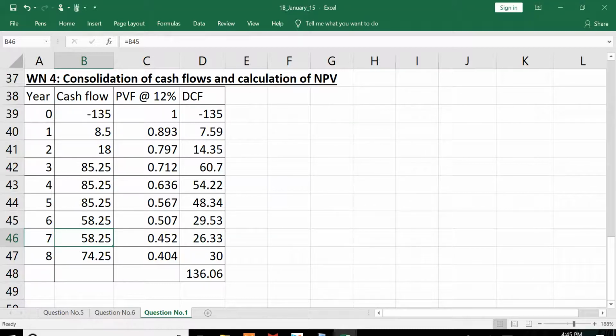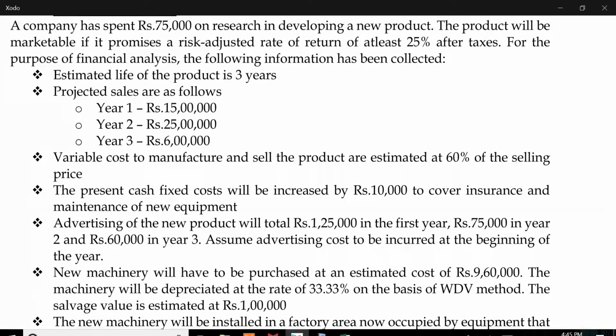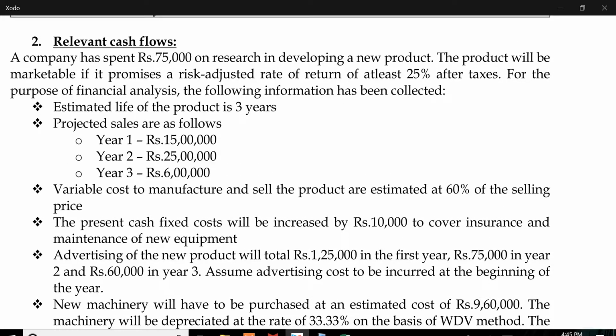Can you proceed? Any doubts on this? Okay. Let's go through question number 2. Please go through question number 2. We'll again have some key learnings here. Go through question 2.